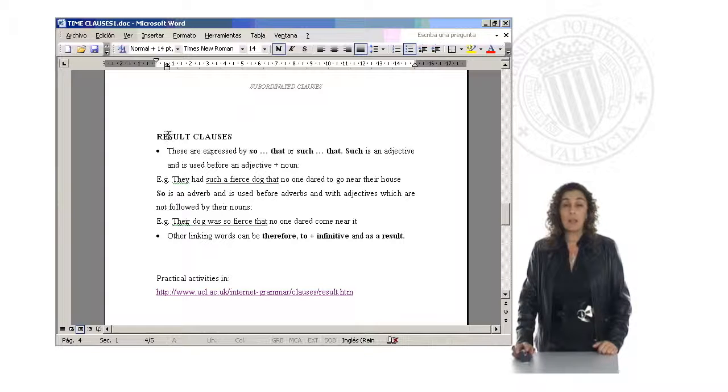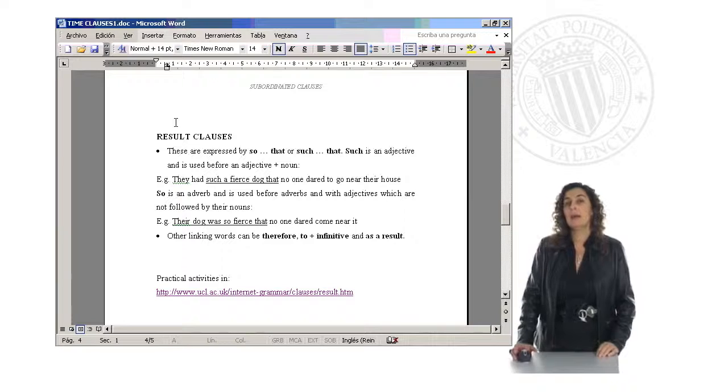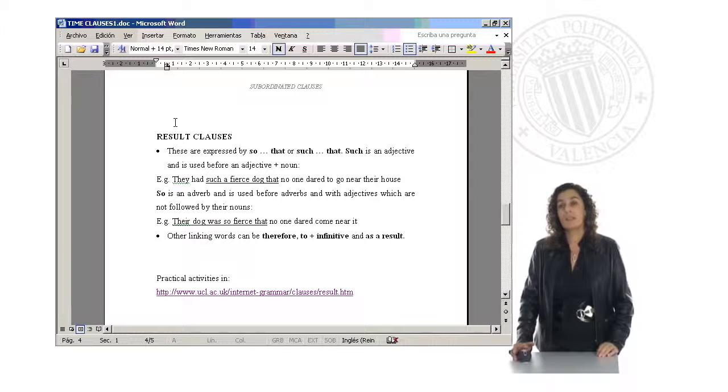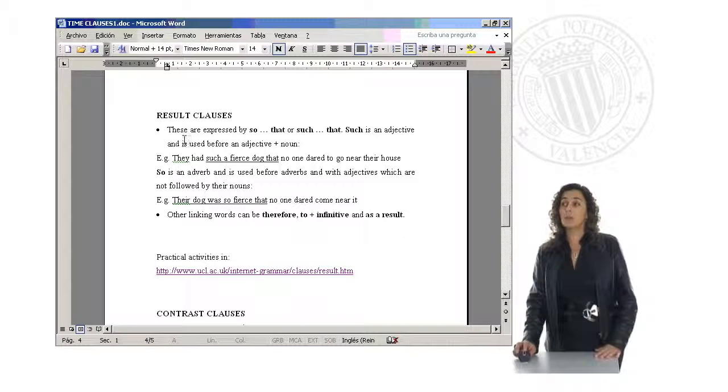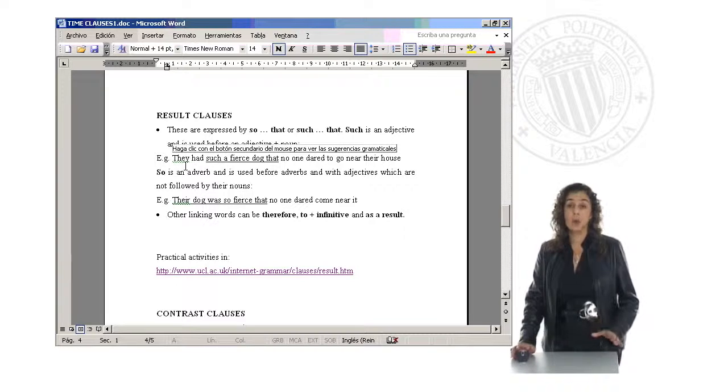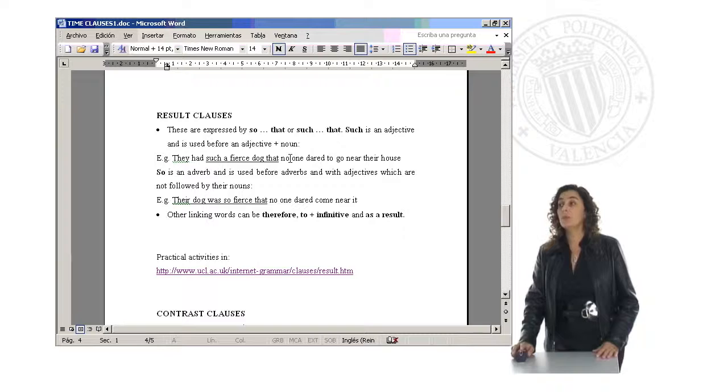So, result clauses, as their name indicates, mean that you want to express the result of an action, of a previous action, or something that happened before. Well, the conjunctions or the words that are used to express a result when we are speaking in English are so that and such that, and remember that such is an adjective that is used before an adjective plus a noun. For example, they had such a fierce dog that no one dared to go near their house. Such a fierce dog.